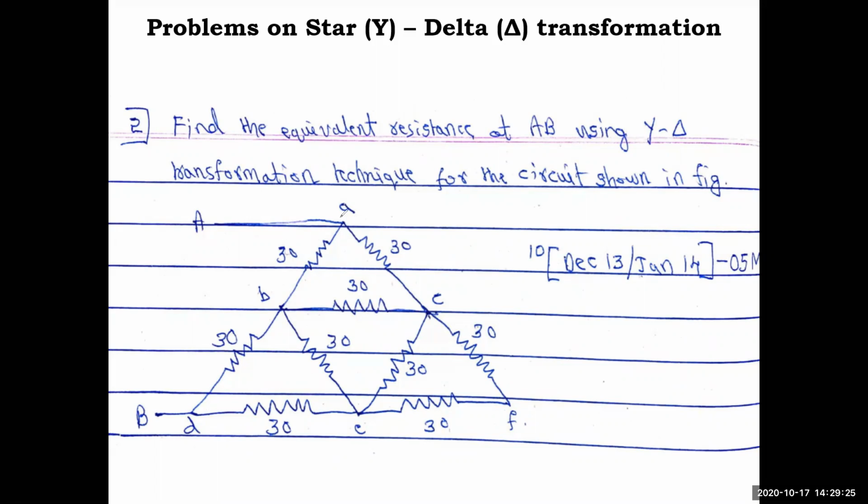So if you look at the diagram, straight away it looks like here one delta network is there, right? So this is your identification. So how do you get the network here? You have one Y network. Okay, here one Y resistance. So this comes like this.